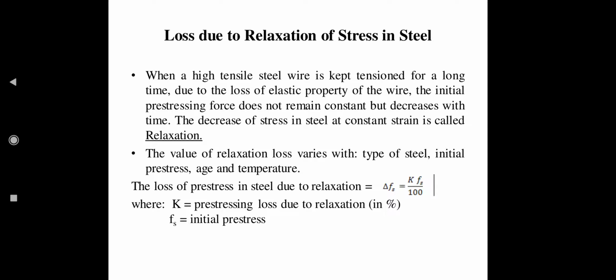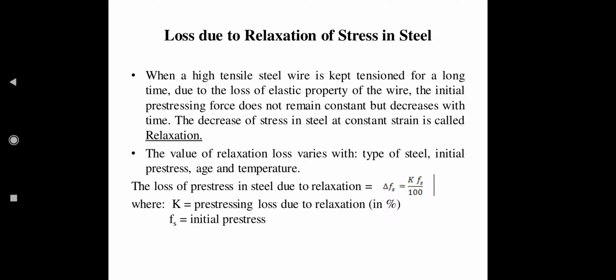So next, coming to the fourth loss, that is loss due to relaxation of stress in steel. So what is relaxation of stress in steel, or relaxation of steel? Whenever steel is held at a constant length in a tensioned state, what will happen? It loses its pre-stress with passage of time, and this phenomenon is known as relaxation of steel.